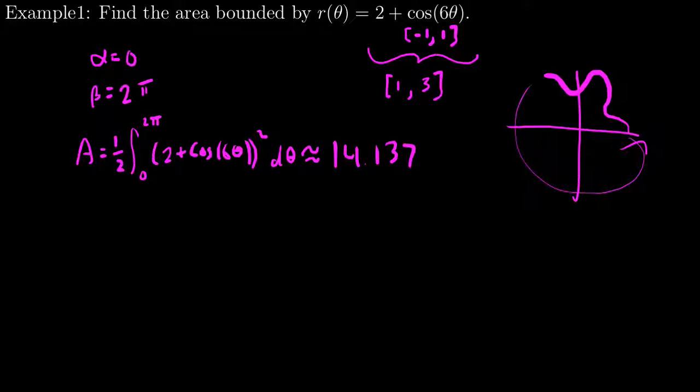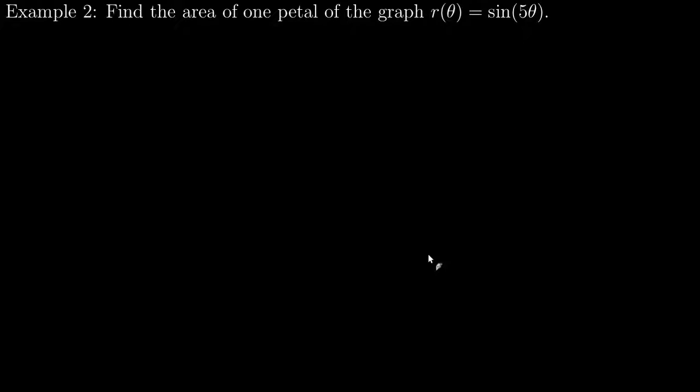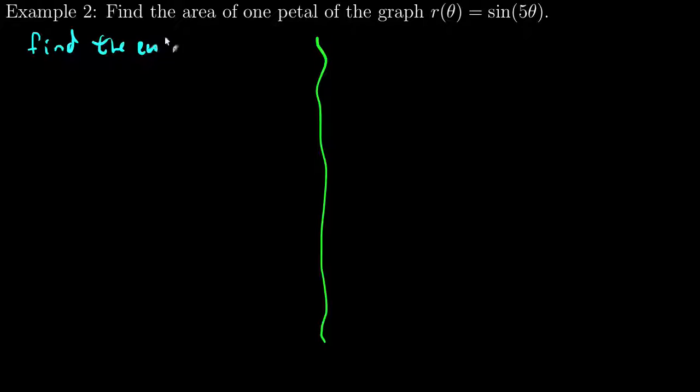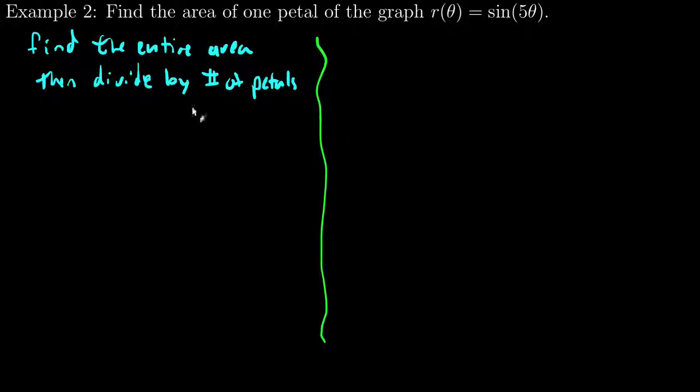Okay, one more example, a little bit more difficult. And there are two options here. I want to find the area of one petal of this graph. And the two options are this. I can either find the entire area and then divide by the number of petals, or I can find theta for the start and stop of one petal.